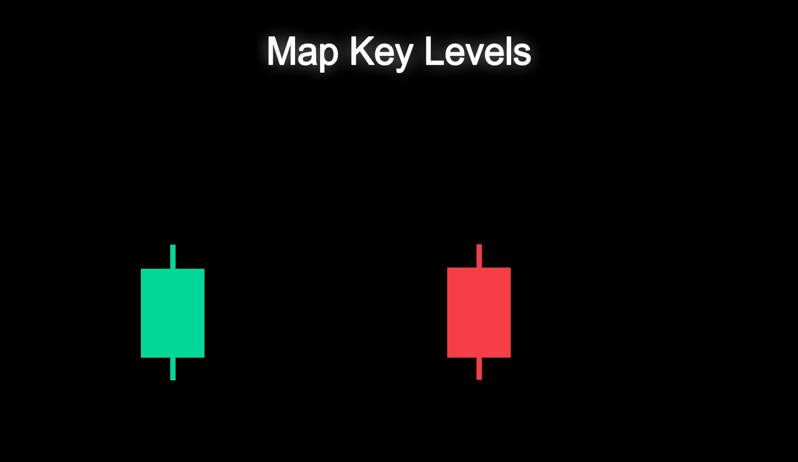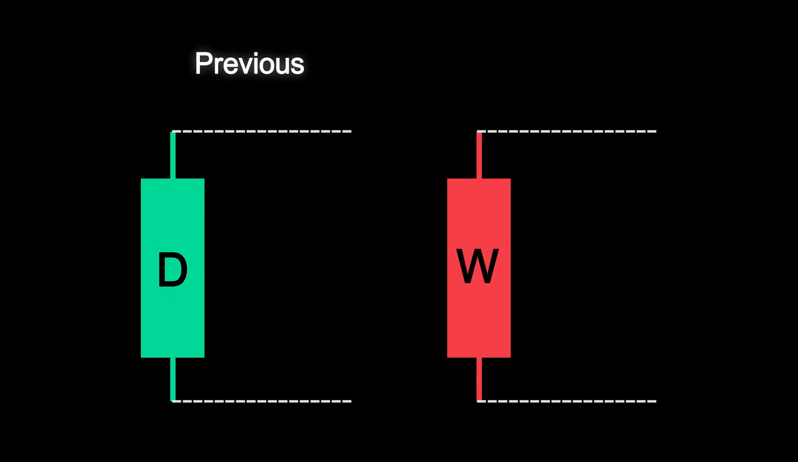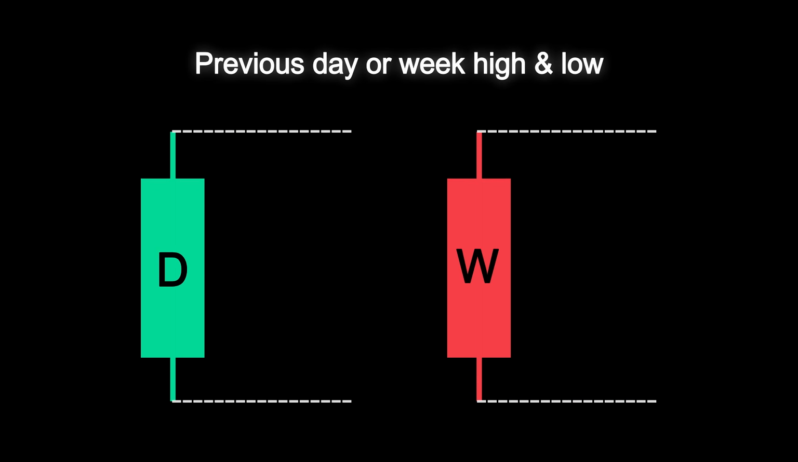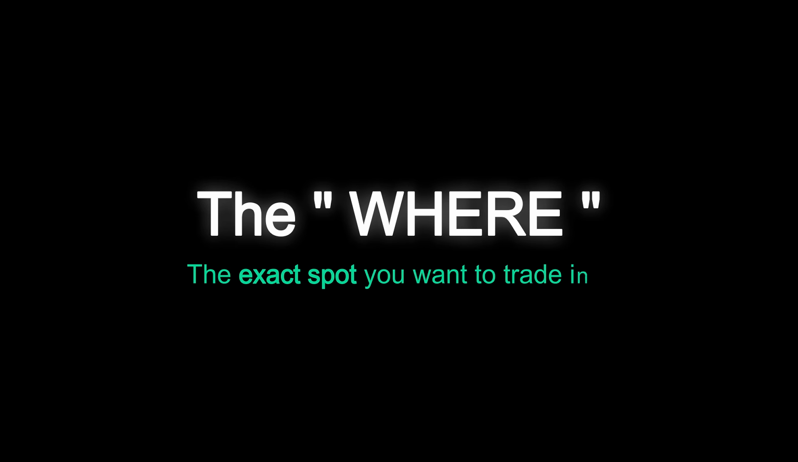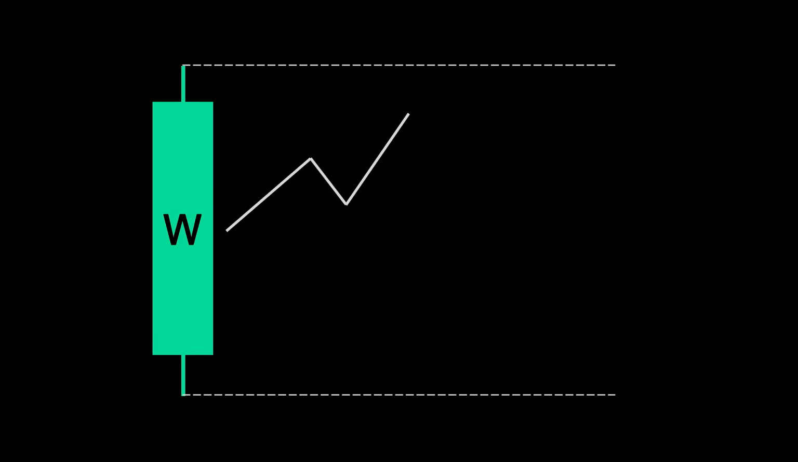Once I have that, I map my key levels. That could be the previous day high or low, previous week levels, or a clean fair value gap. This gives me the where, the exact spot I want to trade into. Without this step, you're just scalping noise.